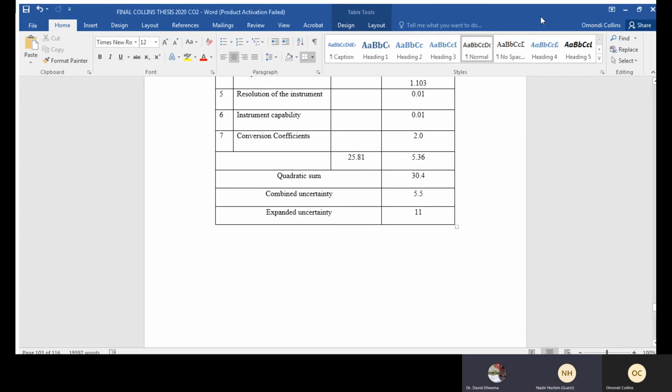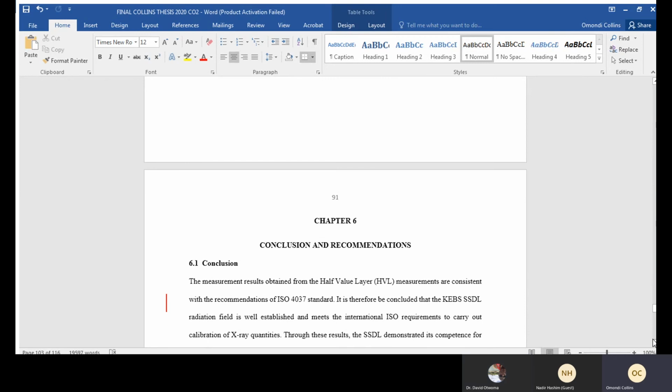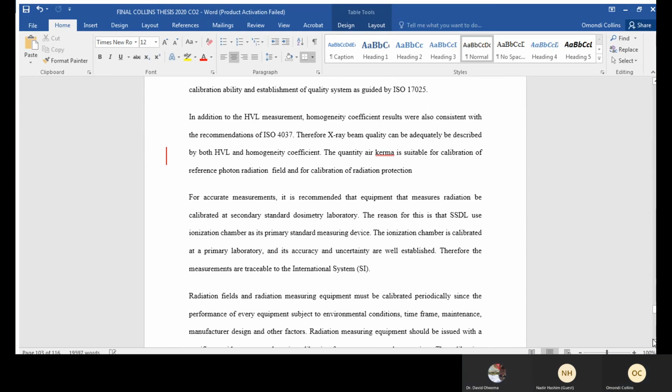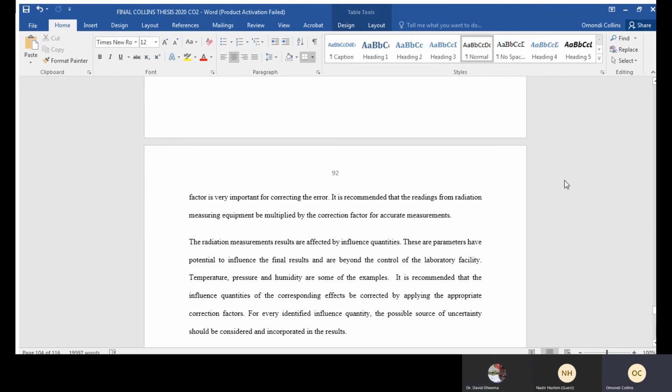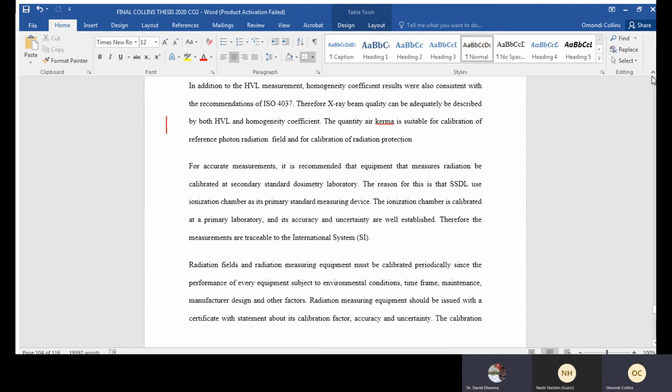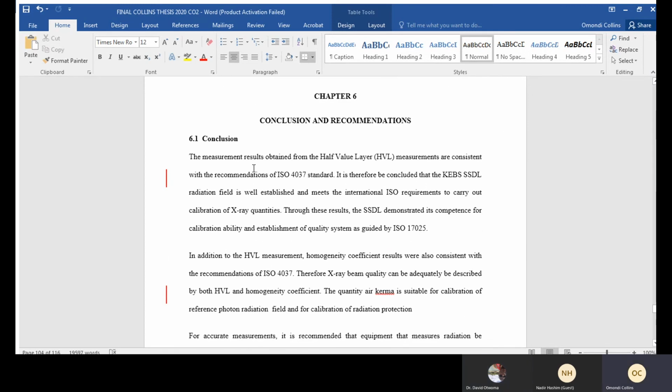Okay, that is good. Then we go to conclusions and recommendations. So the lessons from this. So I talk about the field, the accuracy. So this is the first one. The measurement results obtained from the half value measurement are consistent with the ISO 4037, and it's therefore concluded that KEP's STL addition field is well established and meets the requirement. So all this result indicates that we met this requirement of ISO 4037.